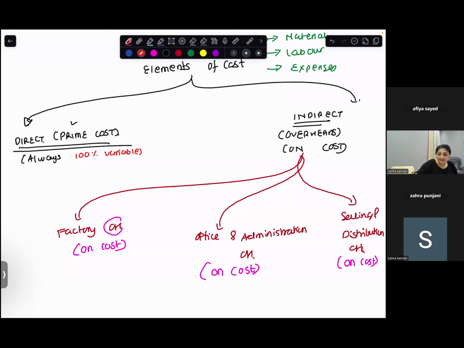Factory also has another replacement that they use. The replacement of factory is works. So they can use any combination. Works overhead means what? Factory overheads. Works on costs, factory overheads. Works overhead, factory overhead, factory on costs.